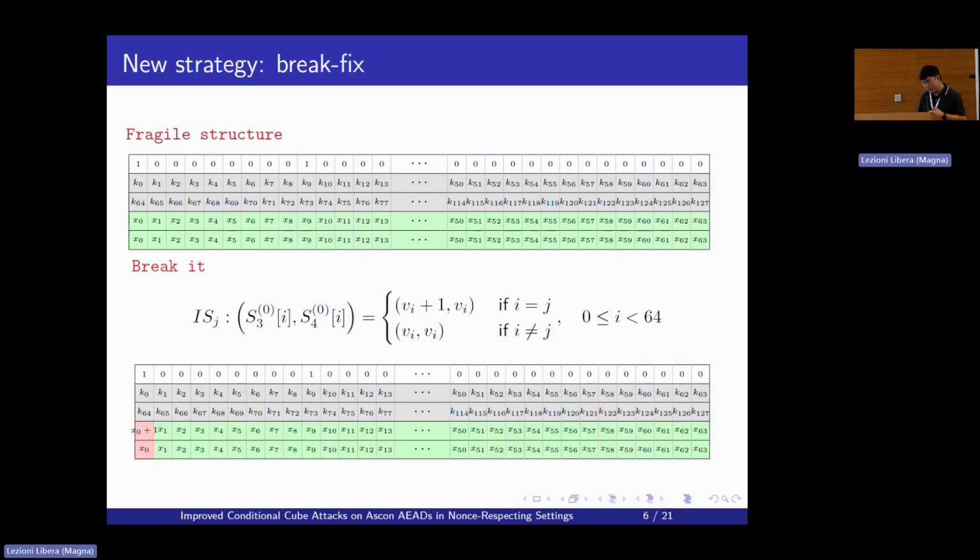So we can introduce a new cube structure where we introduce a disturbance. For the first position, we let the first nonce bit be x0 plus 1, and in the second it is x0. For the other positions, they are still equal. So we introduce a slight break here.